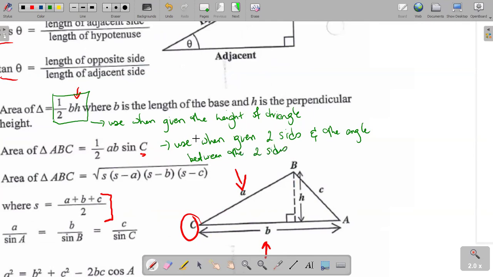So as I was saying before, with the first one we're using the height. But this one, given two sides, which is the A and the B, and the angle between the two sides, which is C. Again, once you finish copying down the second one, you just say done.